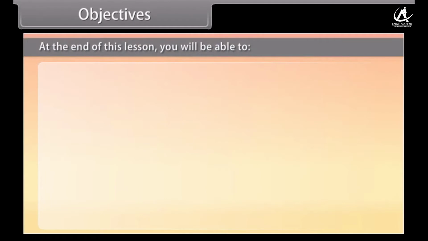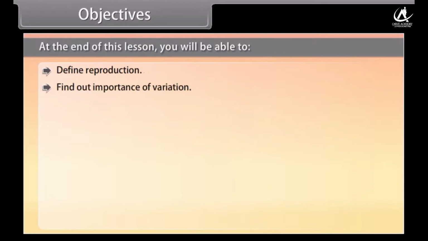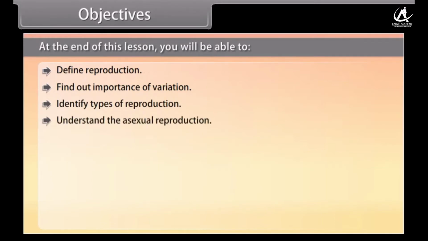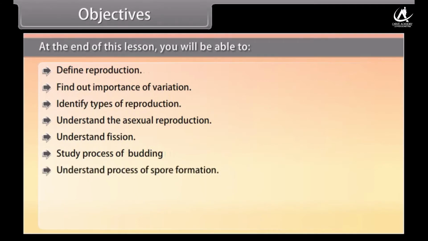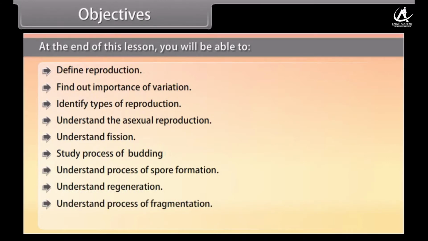At the end of this lesson, you'll be able to define reproduction, find out the importance of variation, identify types of reproduction, understand asexual reproduction, understand fission, study the process of budding, understand the process of spore formation, understand regeneration, understand the process of fragmentation, and find out about vegetative reproduction.